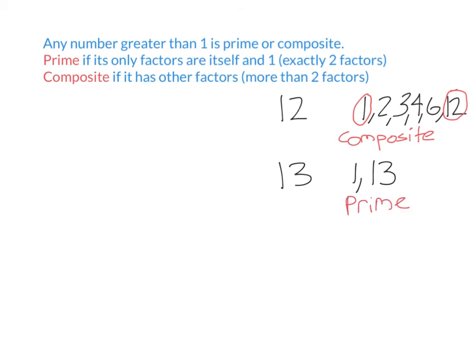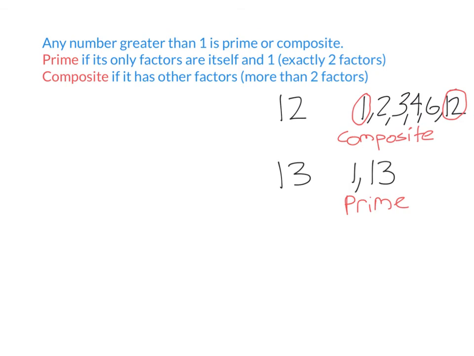So just so you're aware, the number 1 is neither prime nor composite. It's not prime because it doesn't have 2 factors. It's only got 1 factor, which is itself. It's not composite because it doesn't have more than 2 factors. So 1 is not prime and not composite. But all numbers greater than 1 will either be prime if they have only 2 factors, or they will be composite if they have more than 2 factors.